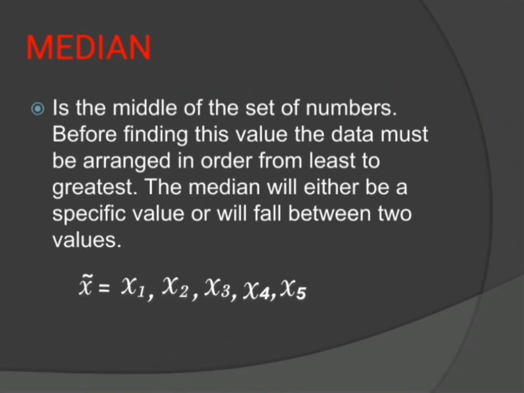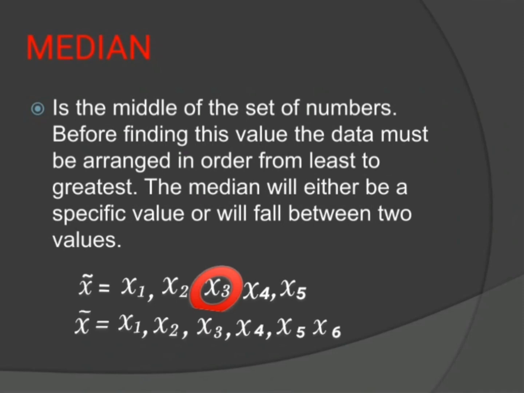For example, we have 5 data points here below, and the x sub 3 is our median. Since the given data is an odd number and the x sub 3 is in the middle, it means that is the median. But if we have an even number of data, that means we have two middle values. So what are we going to do if we have two middle values? We're going to add both of them and divide it by 2.